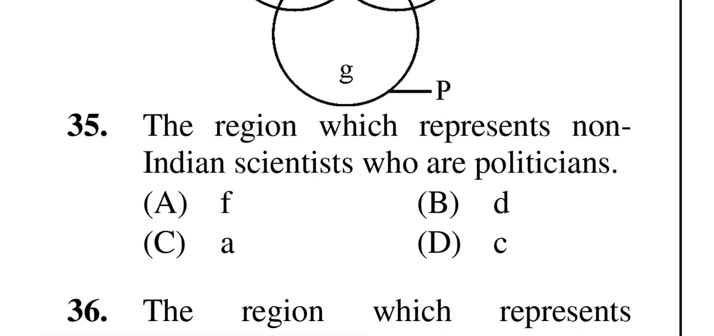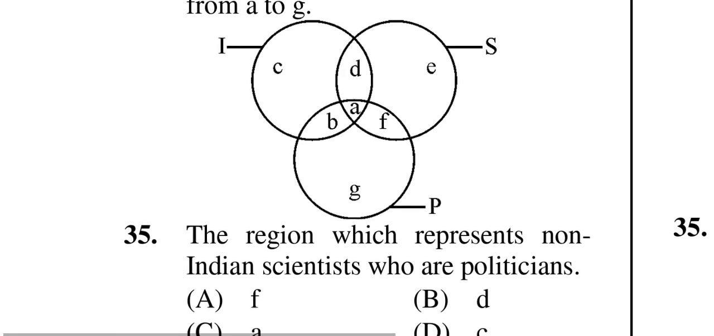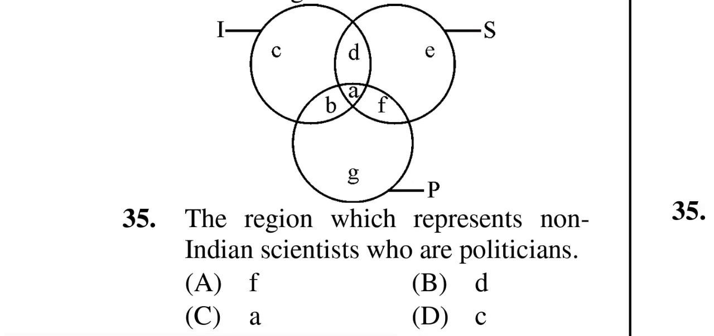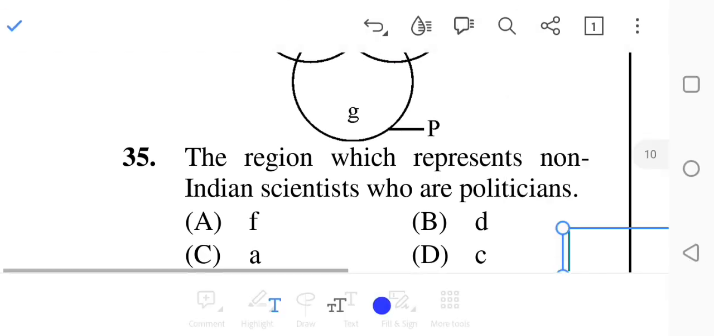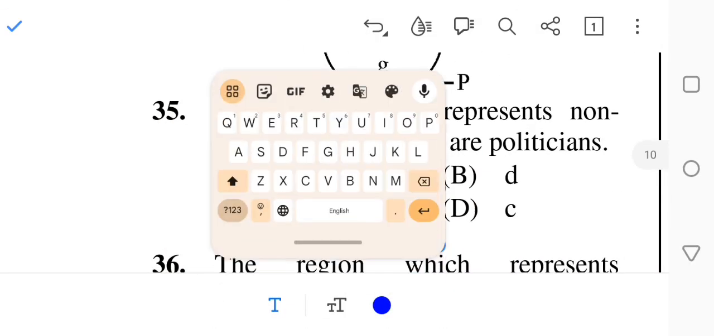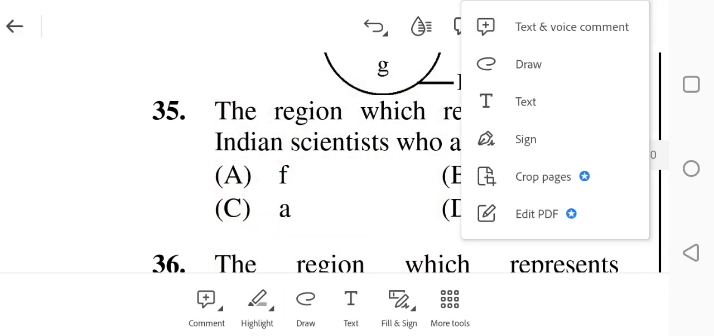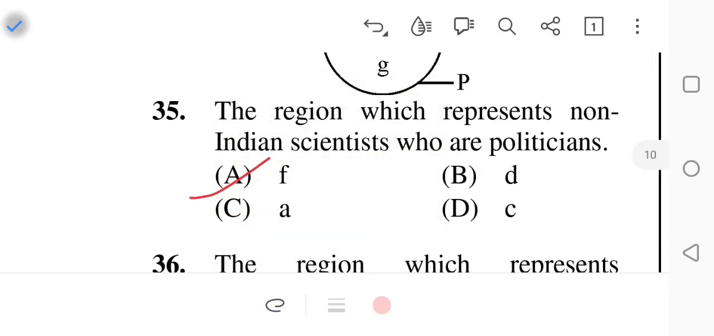The region which represents non-Indian scientists who are politicians: F, D, A, C. If you look at the picture carefully, then your answer will be easily available. So the correct answer will be the region which represents non-Indian scientists who are politicians. It will be F. F is the correct answer.